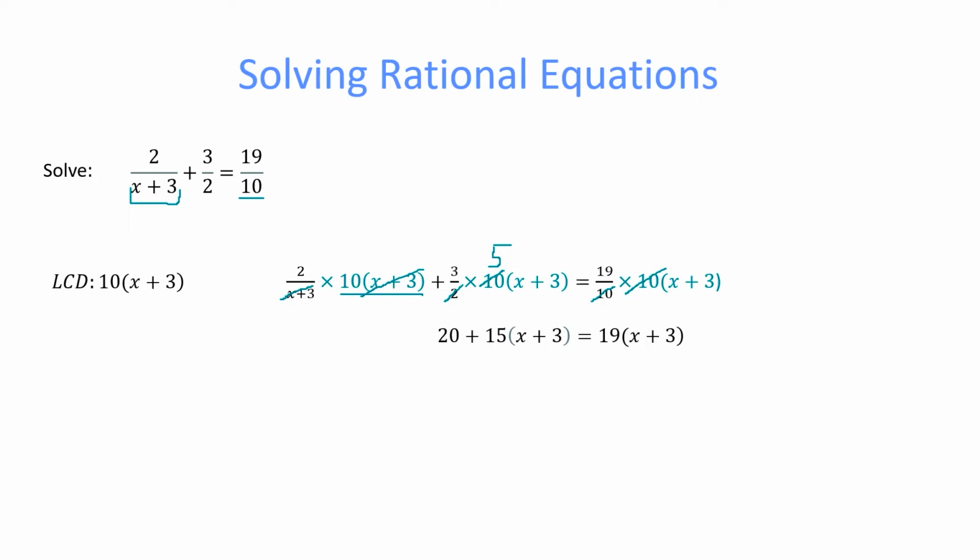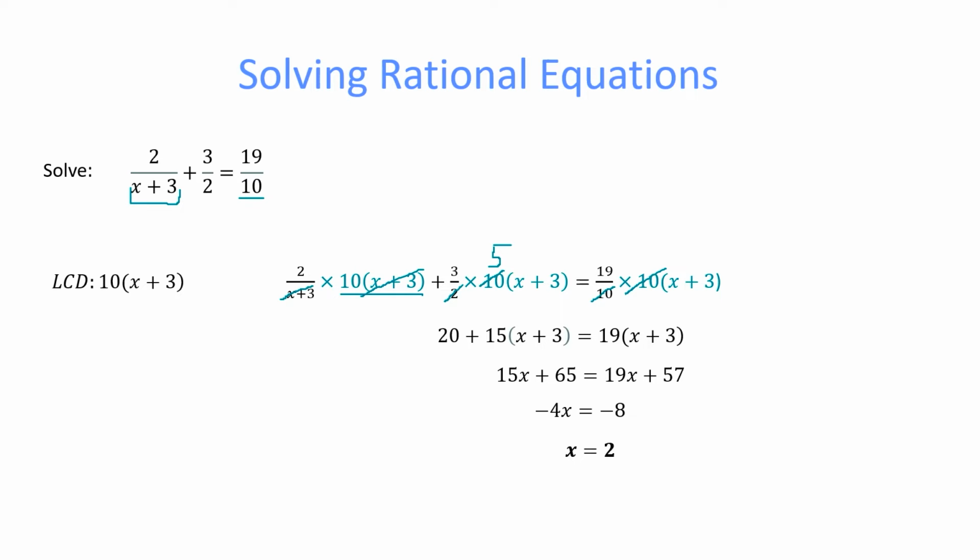For the next step, we now want to distribute the parentheses. So we will get 15x plus 45, plus 20, 65, and 19x plus 57. We want to move x's to one side and numbers to the other side, and get minus 4x equals minus 8, and finally, dividing by minus 4, we get x equals 2.